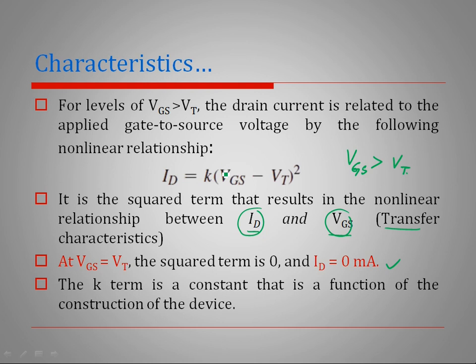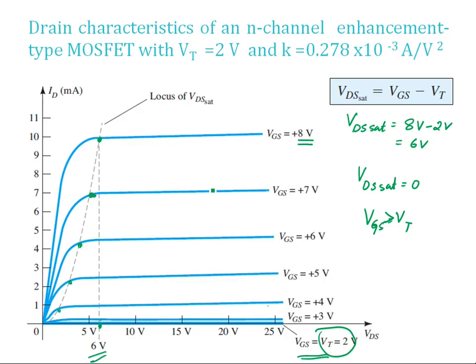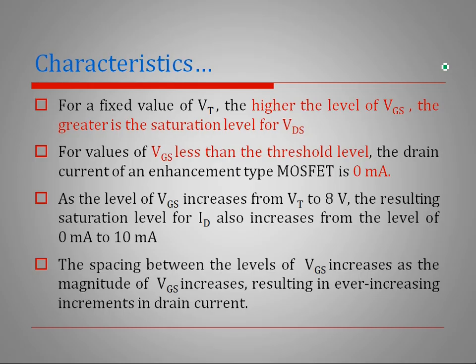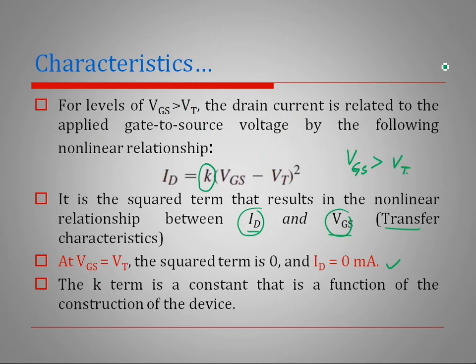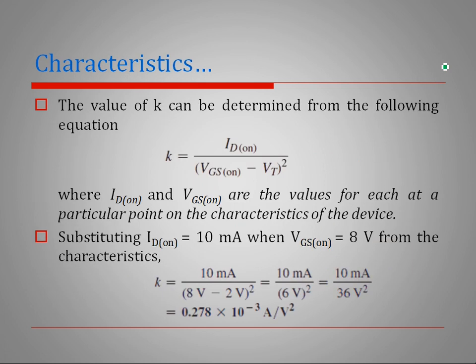You have seen a K term here. We saw this K term when we saw the characteristics as well. I have written a value for K here: K is 0.278 into 10 raised to minus 3. I hope you can see this value. We'll see how we got a value for this particular device. This K term is a constant that is a function of the construction of the device.